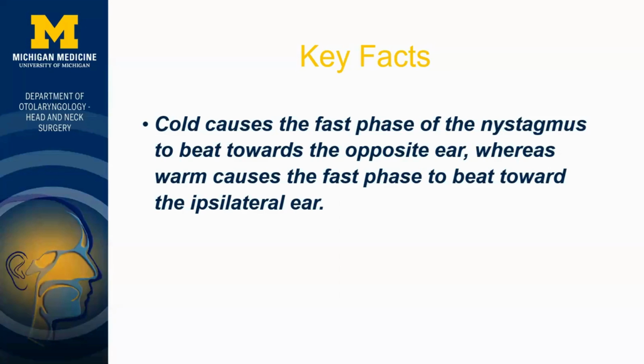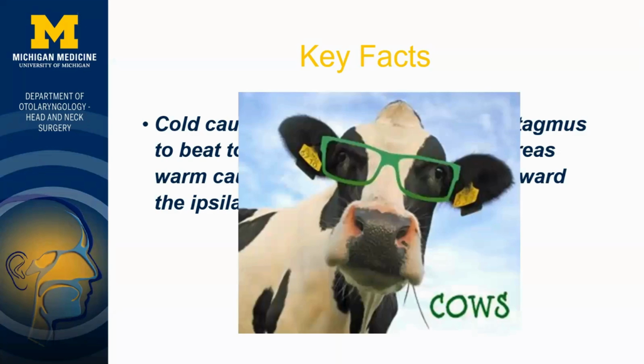So key facts. Cold will cause the fast phase of the nystagmus to beat towards the opposite ear, whereas warm causes the fast phase to beat towards the ipsilateral ear. You can think COWS: cold opposite, warm same.